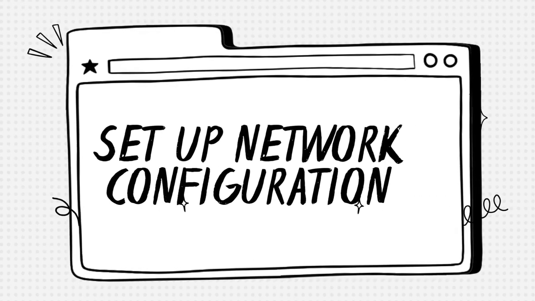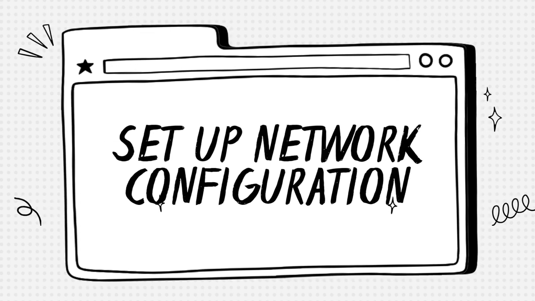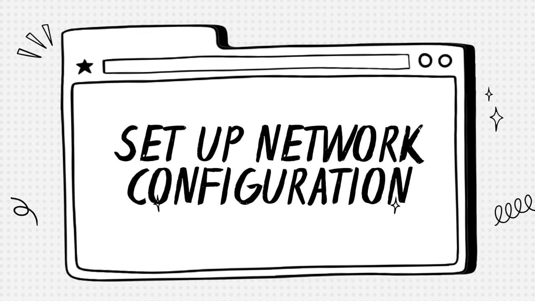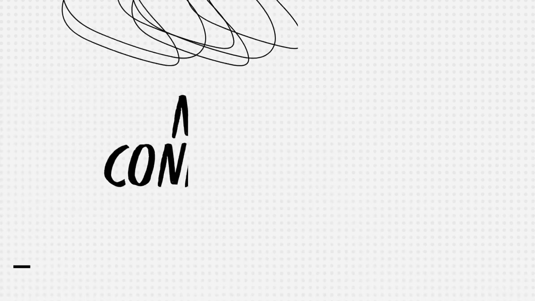Today we are diving into lesson 2, set up network configuration. This is a vital process that supports the network communication of an organization. So let's get started. These are the few bullets to keep you reminded that this lesson is about basic network configuration, network hardware, how to change the Wi-Fi password, IPconfig, and IP address.